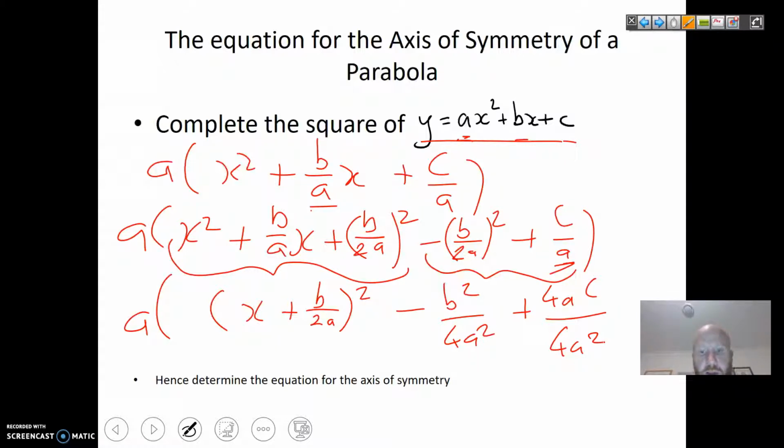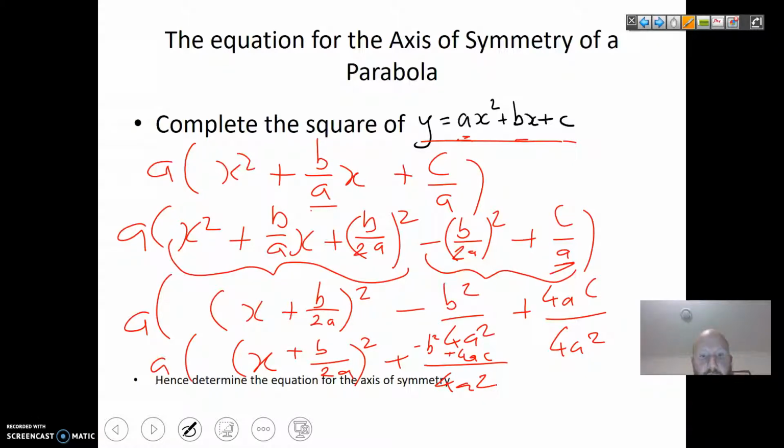We're not going all the way today, but if we were to just tidy that up, what we've got is a perfect square, x plus b over 2a, squared. We've still got this a out the front, and let's say plus negative b squared plus 4ac all over 4a squared. So what's the axis of symmetry?